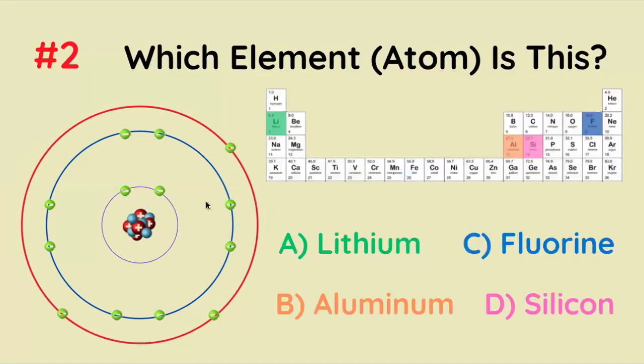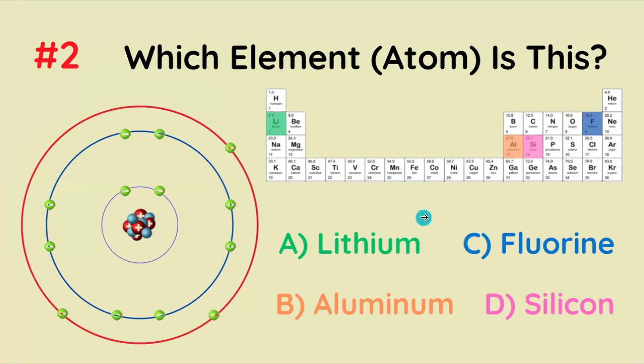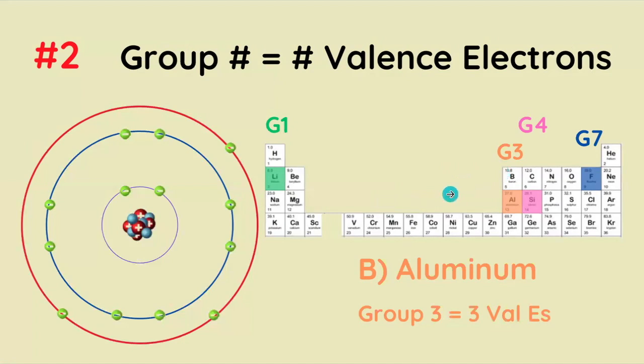Question 2. Which element does this same atom in question correspond to? Lithium, aluminum, silicon, or fluorine? And I simply chopped off the bottom section of the periodic table because it's not needed. Well, it's got to be aluminum, because with 3 valence electrons, this atom, or element, must belong to the group of the same number, group 3. And aluminum is the only element of the 4 to choose from that fits this criteria.